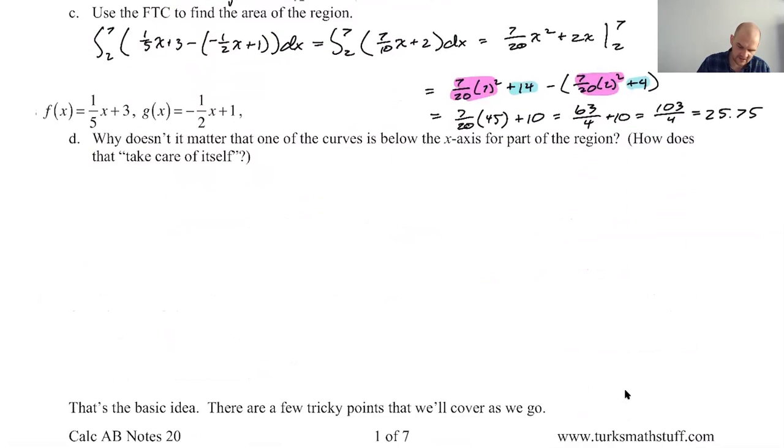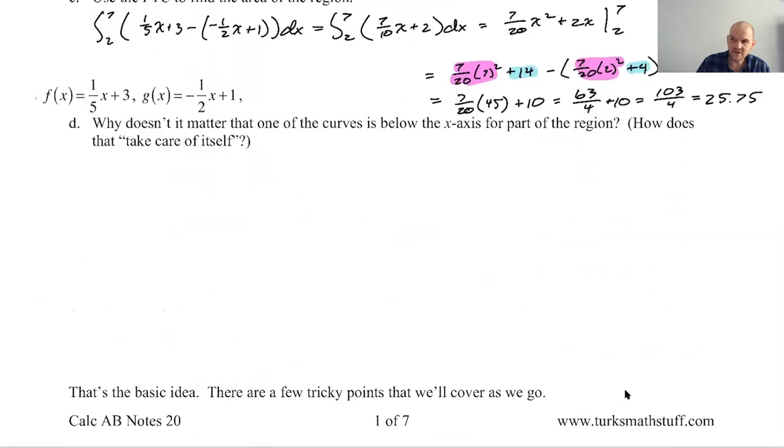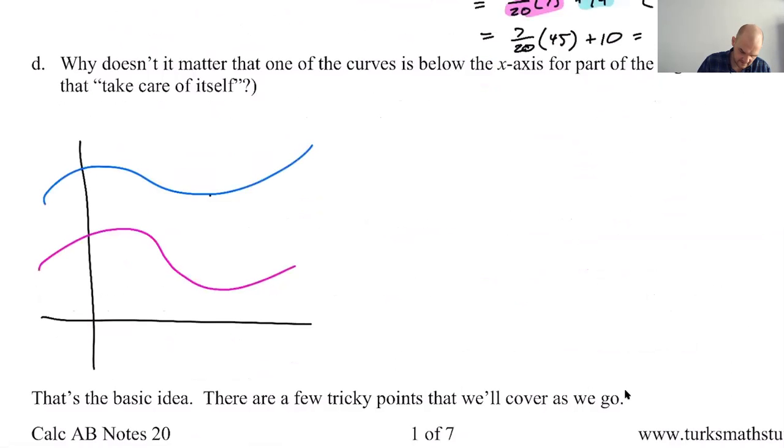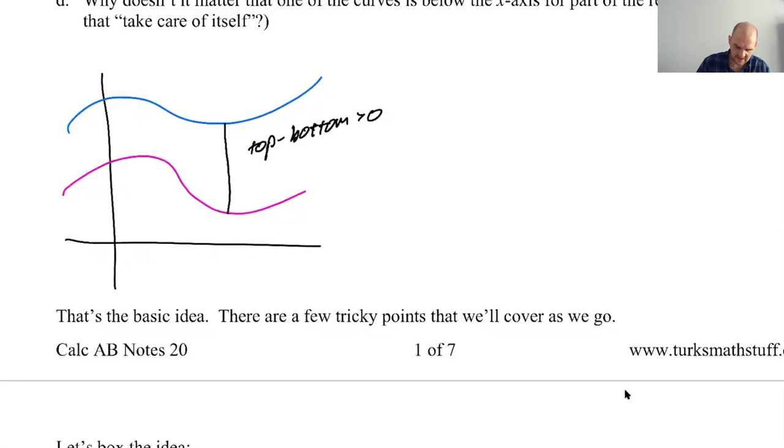There is an interesting thing here. One of the curves was below the x-axis and one was above. We were okay with that. Let me just delete this because I don't really need it. So if we have this scenario, right? And then here, if we do top minus bottom, we definitely get a greater than 0 thing, no question asked.